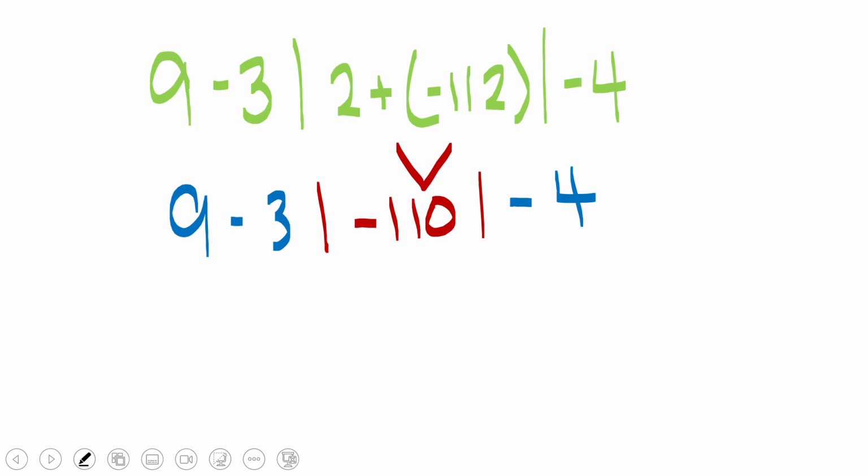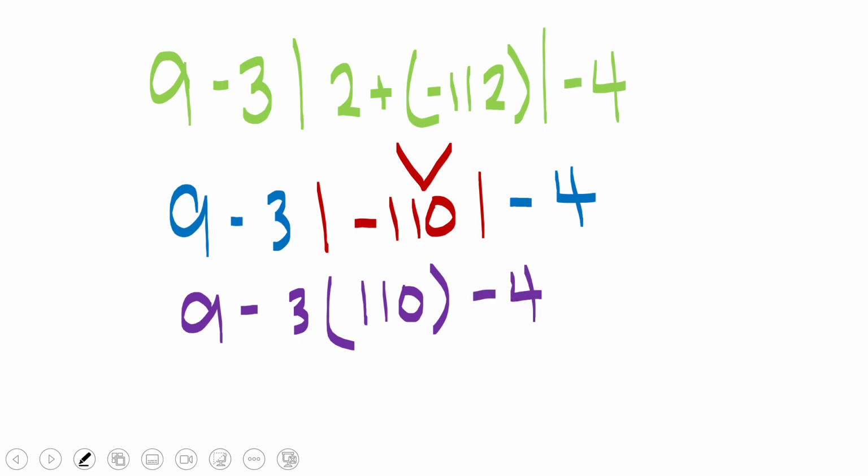Alright, absolute value is the distance of the number from 0 on the number line. It's always answered in the positive. Negative 110 is 110 units from 0 on the number line. So the answer to the absolute value of negative 110 is 110. Rename it without the absolute value. We can put it in parentheses if we want now, because it's still multiplied by that 3 outside of the original absolute value sign.